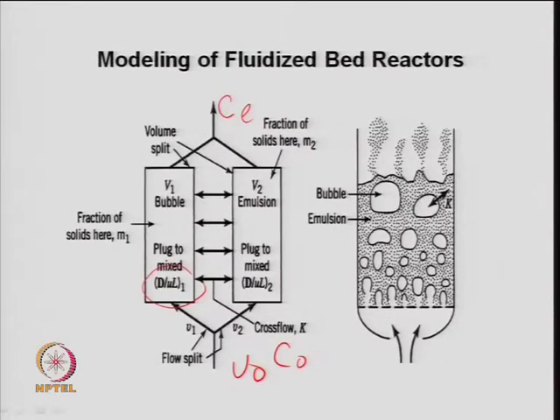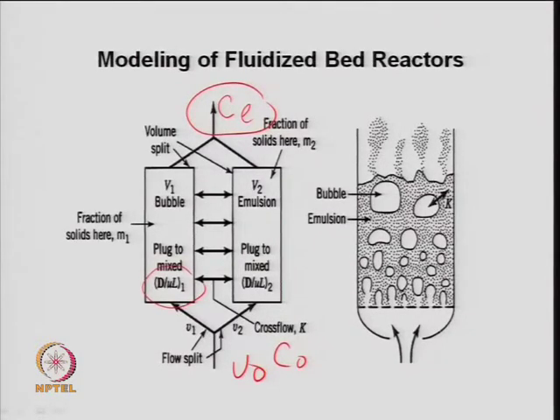These are the volumetric flow rates, in terms of the volume of the bubble and the volume of the emulsion. We are talking about the concentration of gas in the bubble phase and the concentration of gas in the emulsion phase, and then there is an average concentration of gas at the exit. So how does the concentration of the reactant species change as it moves from this point to this point in a fluidized bed reactor? This tells you the conversion or the productivity in a process. Accordingly you need to size this reactor, that is, the height of the fluidized bed reactor is to be decided.